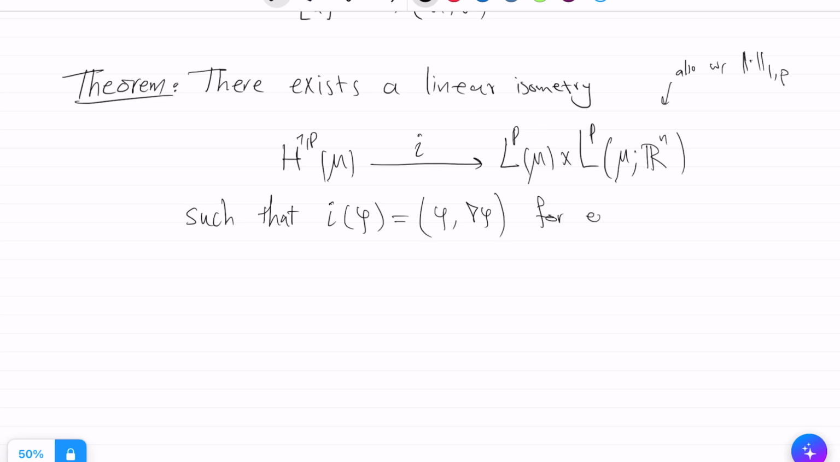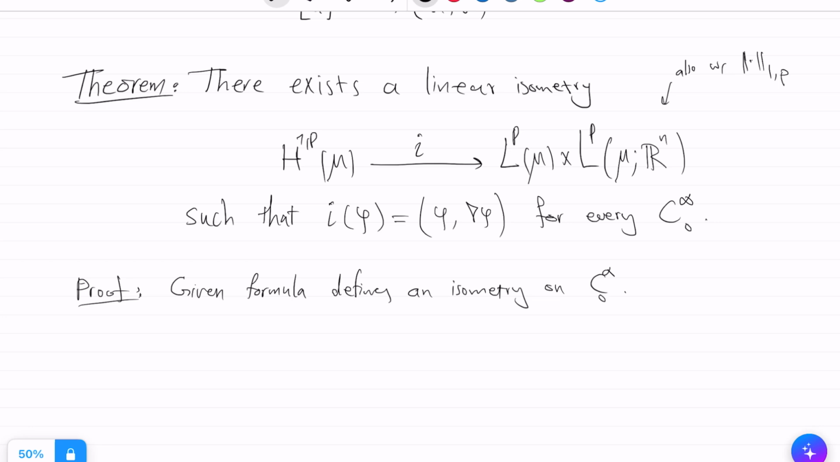So for every C infinity 0 function, the proof is very simple. You don't need any Cauchy sequences and stuff. This is an elegant proof that hides everything, one of those abstract nonsense proofs. So you can see that the given formula defines an isometry on C0 infinity. So you first check that on C0 infinity everything is good.